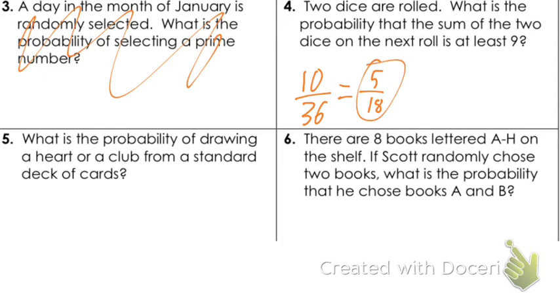So, that means if I roll the dice 18 times, how many of those times should I get it where the sum's at least 9? The answer is 5. So that means the other 13 times, should the sum be at least 9? No. Now, will that always be the case?